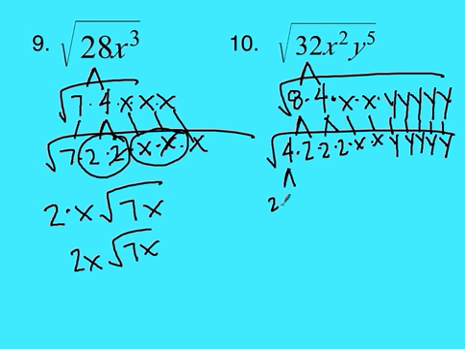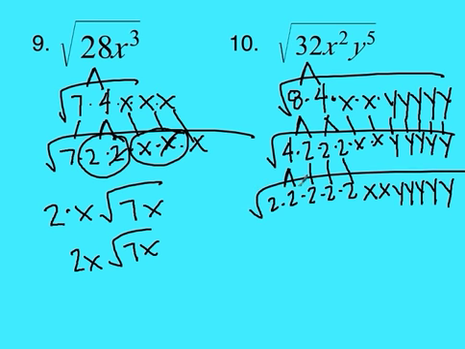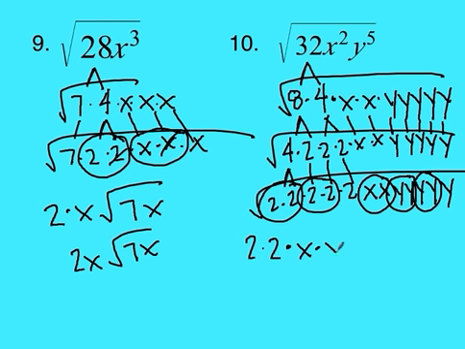I can break down 4 to 2 times 2. Bring down all the other 2's, bring down the x's, and the y's. From there I make my pairs, so there's a pair of 2's, another pair of 2's. That 2 doesn't have a pair, so I leave it. There's a pair of x's, a pair of y's, a pair of y's, and that y doesn't have anything, so I leave it. So on the outside I'm going to have 2 times 2 times x times y times y.